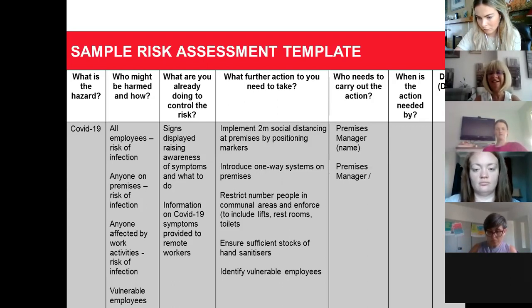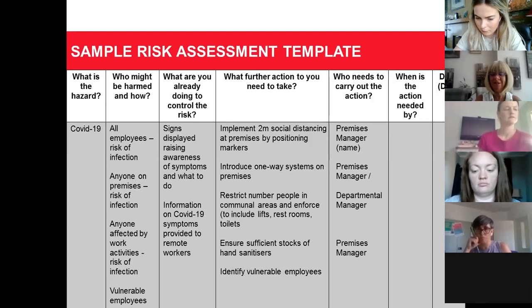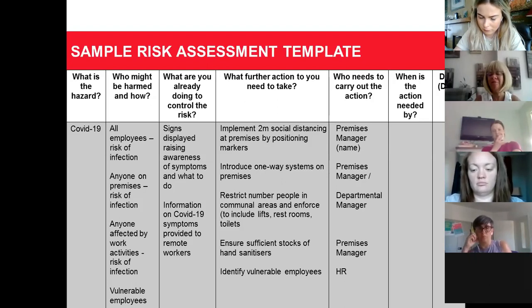I've also allocated the premises manager to introducing one-way systems. I've allocated responsibility for restricting the number of people in communal areas to departmental managers. The premises manager is getting the action to make sure that we have sufficient stocks of hand sanitisers, and I've given HR the action to identify vulnerable employees. So it's very important to make sure that every action or every control that you decide to implement is given to someone, someone is given responsibility for that action and it is implemented, and that person is accountable.